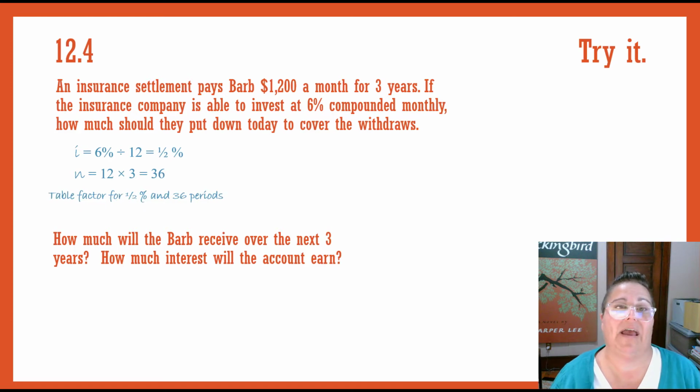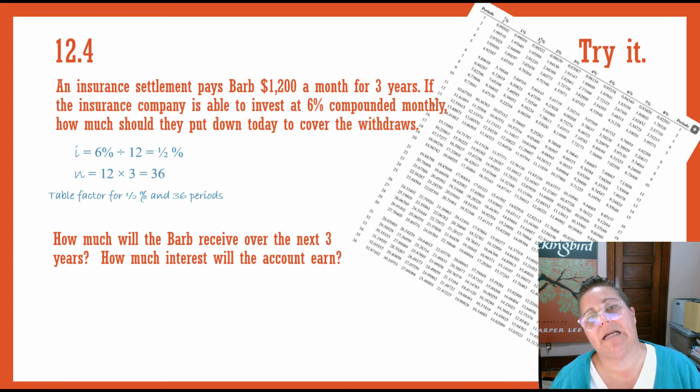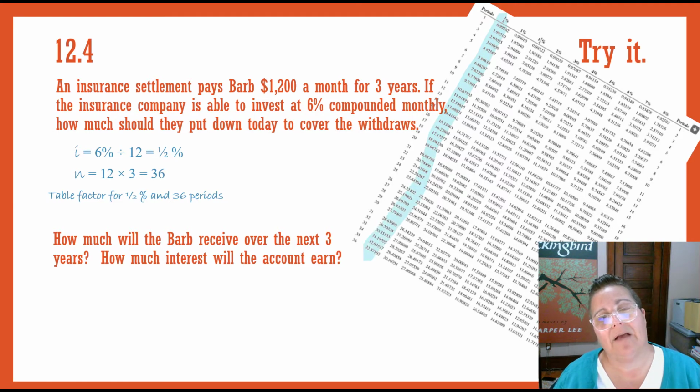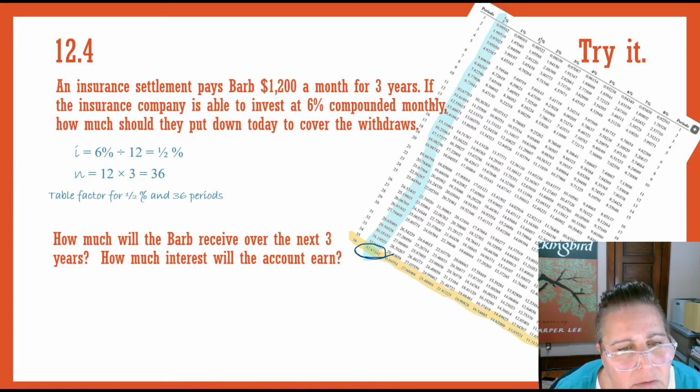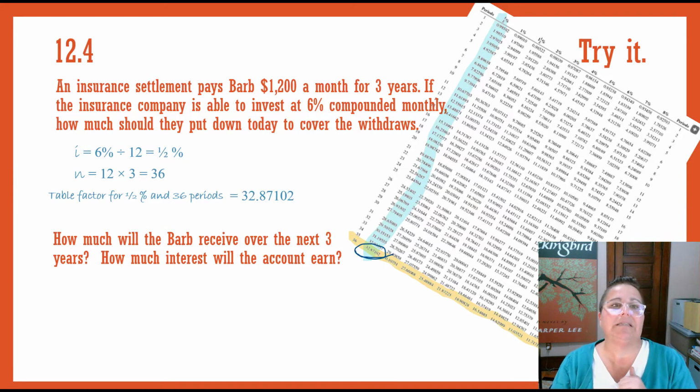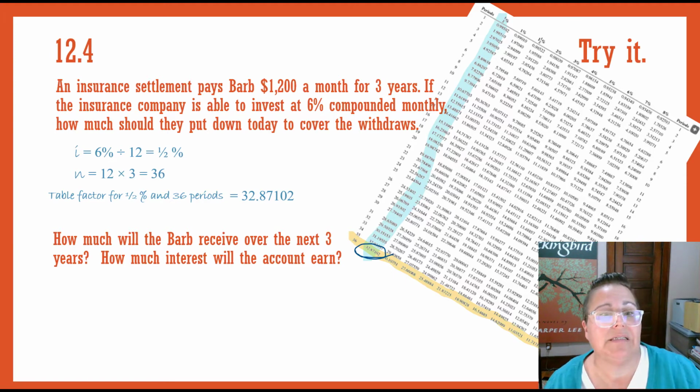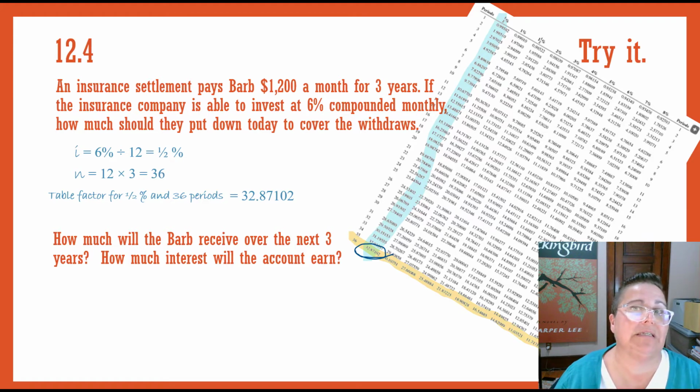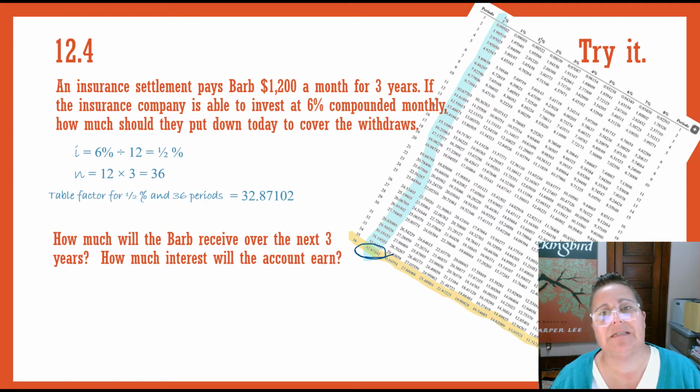Our table factor for 0.5% and 36 periods would go down the 0.5% column and across the 36 to get 32.87102. Now, remember, we've got 36 compounds. This number should be less than 36. We shouldn't have to put it away 36 times. We should be able to put away less than 36 times.